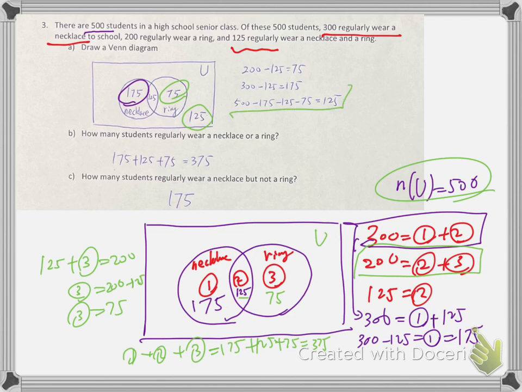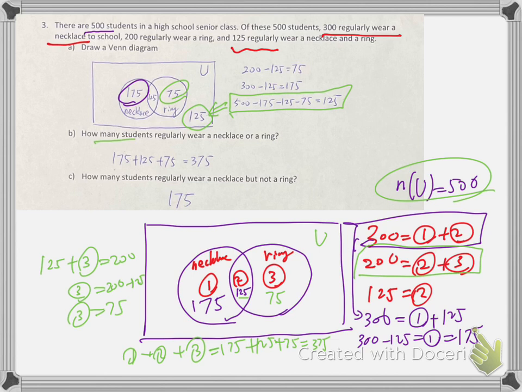So that's the calculation, right? The total 500 minus these 3 parts, you get the complement of these 2 circles. That means those students not wearing a ring and no necklace. Now let's look at part B and part C.